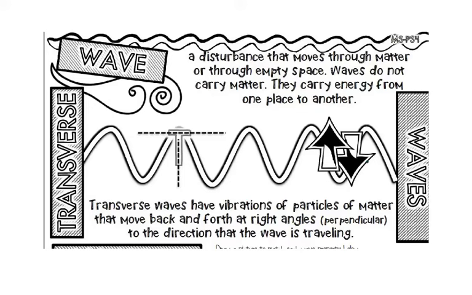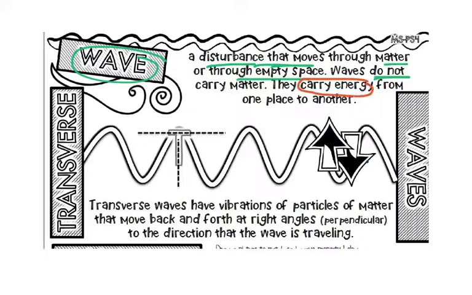Our next chapter in our workbook is chapter 9. It's all about waves and the characteristics of waves. So a wave is a disturbance that moves through matter or through empty space. Waves do not carry matter, they carry energy from one place to another.